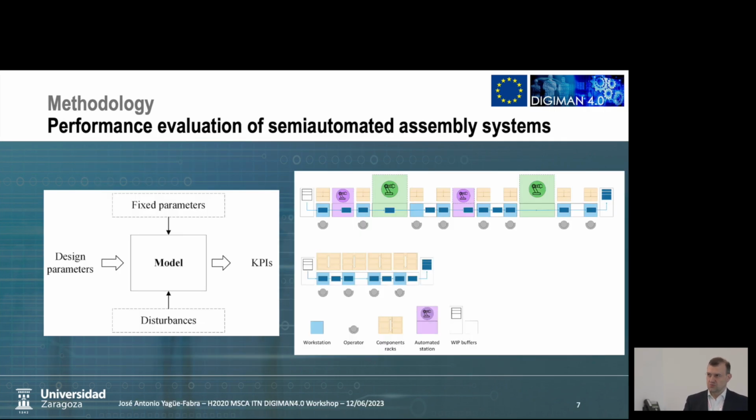What we did was to develop different models to simulate this and to try to find a solution that could obtain this semi-automatic solution. So we developed the models, we introduced design parameters, fixed parameters, and more important, very much disturbances. That's really important. And with that, we obtained KPIs. We started with the first 2 ideas that the company already had. This is a semi-automatic line, and this is a manual assembly line. So this was our starting point.